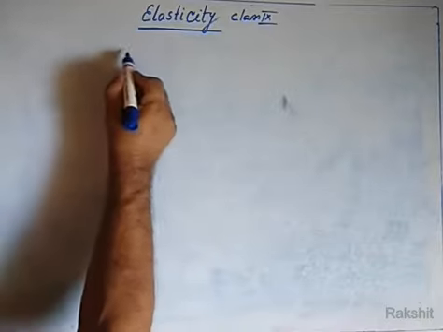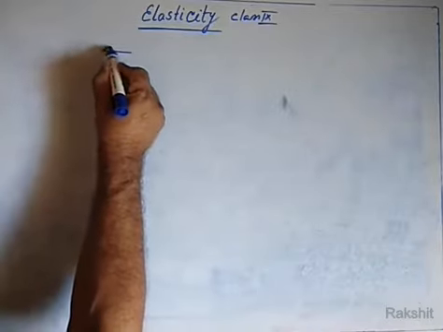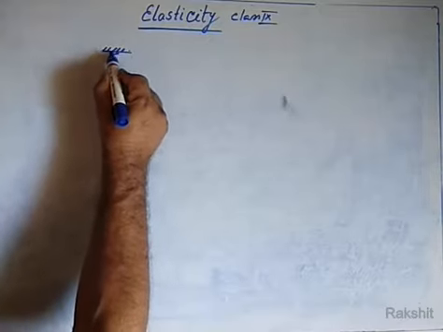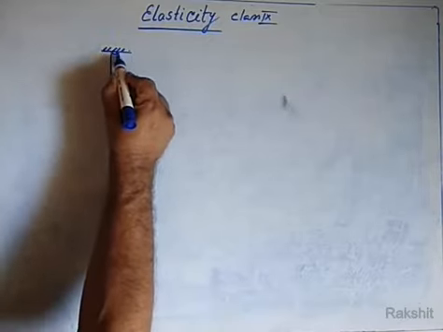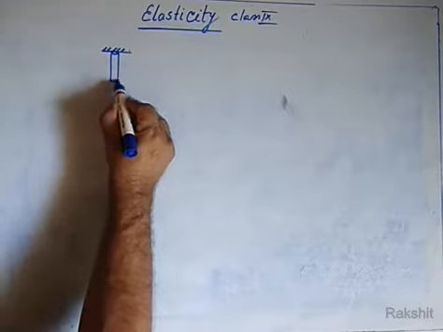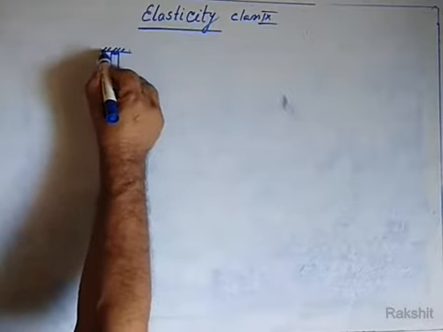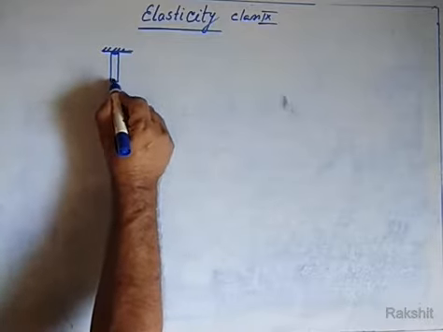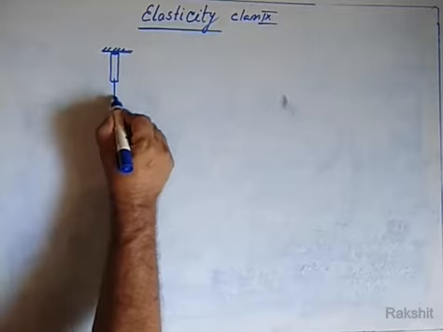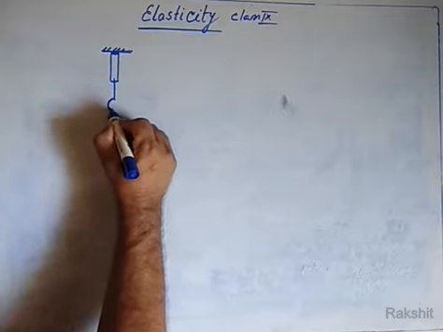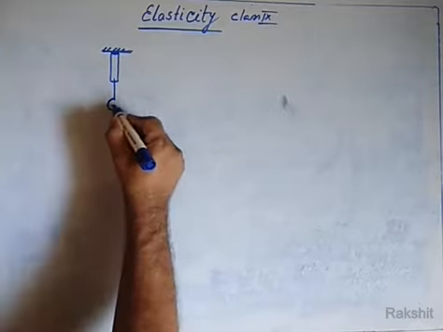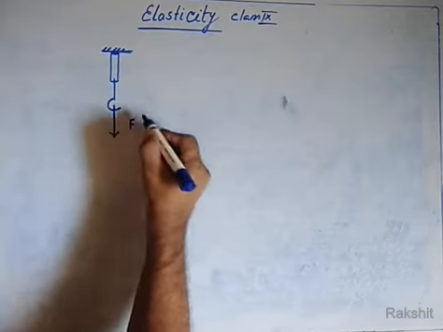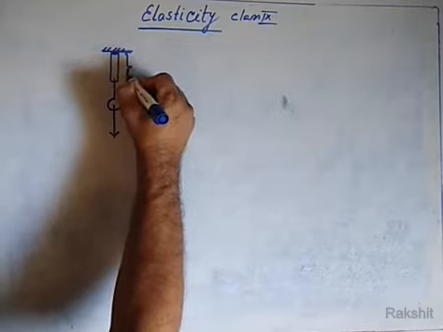Suppose there is a rubber tube attached to the ceiling. This is a rubber tube, and the upper end of the rubber tube is attached to the ceiling, and at the lower end we place a hook like this and pull this downwards. A force is applied to elongate this rubber tube.